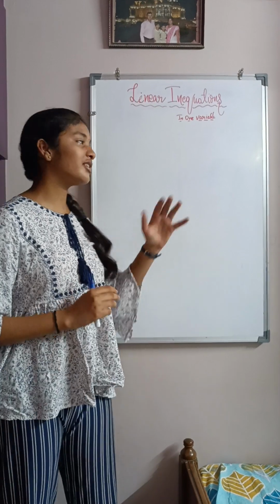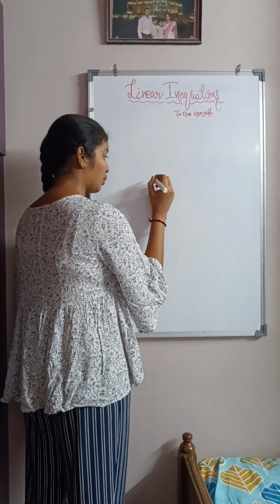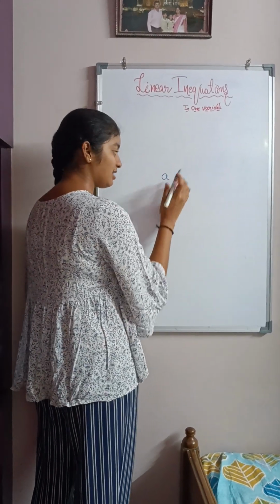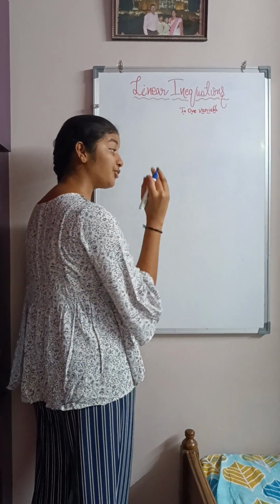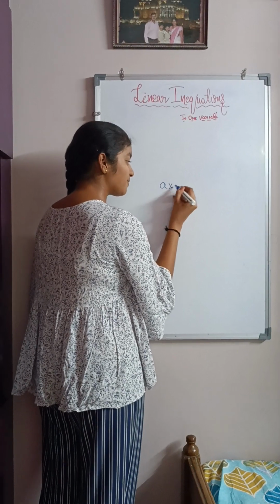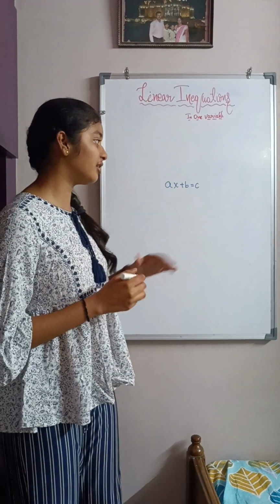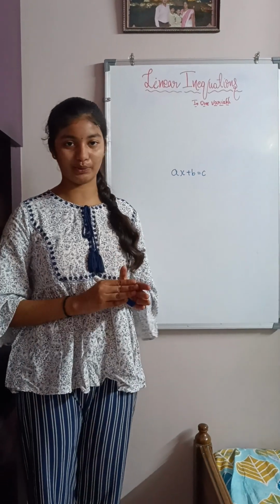In this video, I'm going to explain the chapter Linear Inequation of class 10th ICSE syllabus. So let's get started. First of all, before knowing the linear inequation, we need to know what a linear equation is. A linear equation has a variable and numbers. Its form is ax plus b is equal to c. This is the normal form of a linear equation.